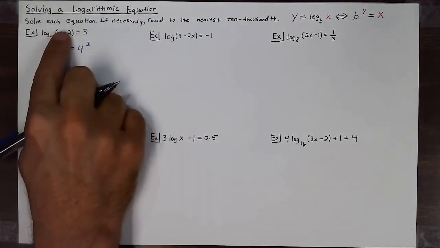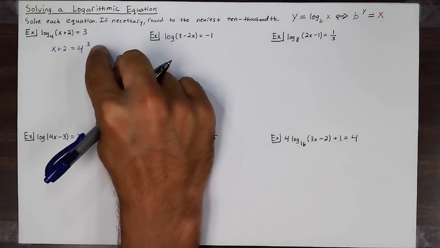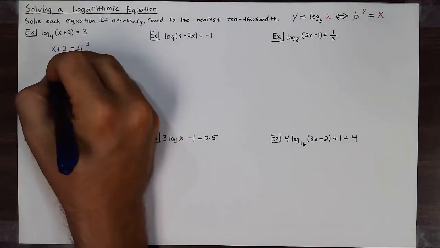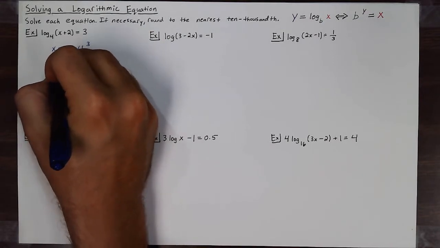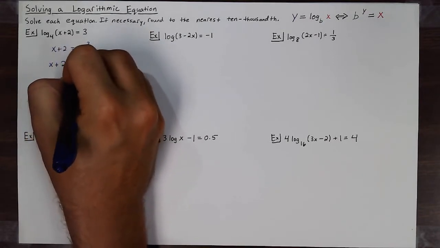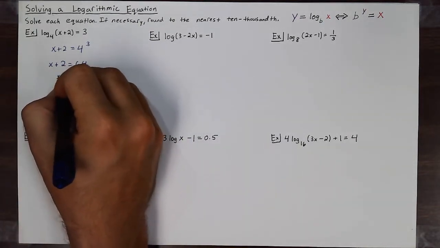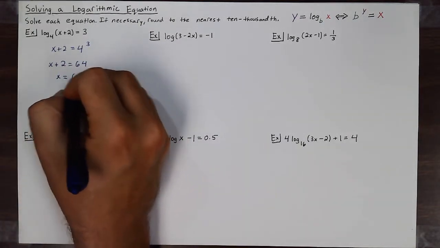And again, that log equals the exponent. So that's why that 3 goes up into the exponent spot. Now 4 to the third is 64. So we'll have x plus 2 is equal to 64. Subtract 2, and we'll get 62.